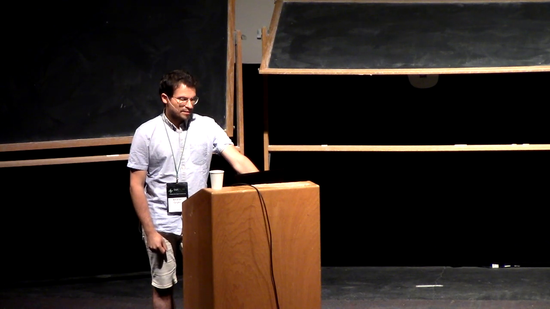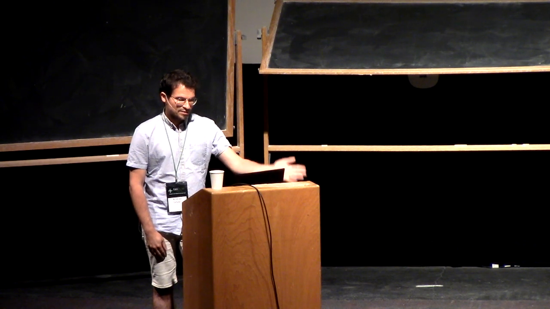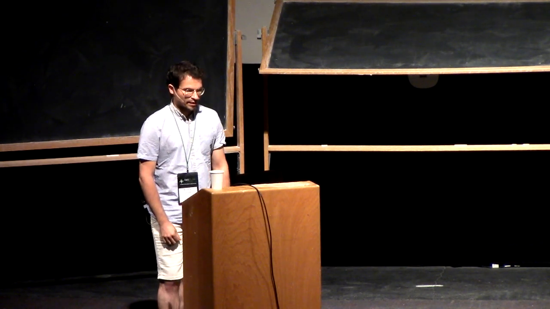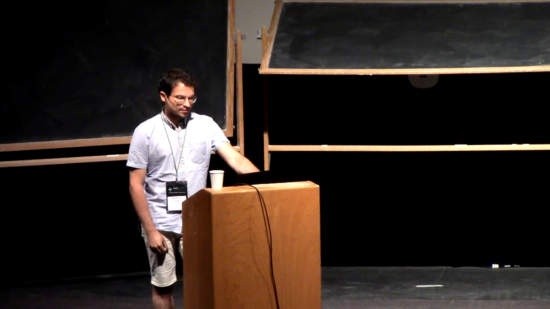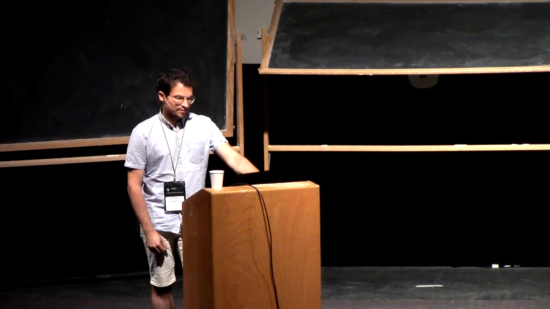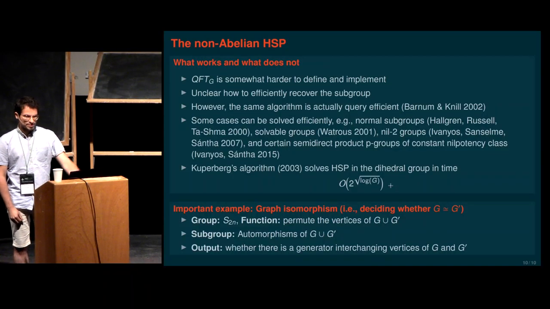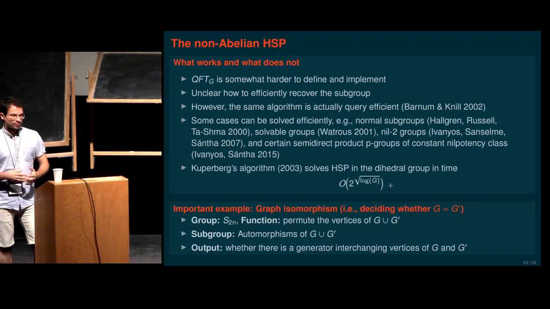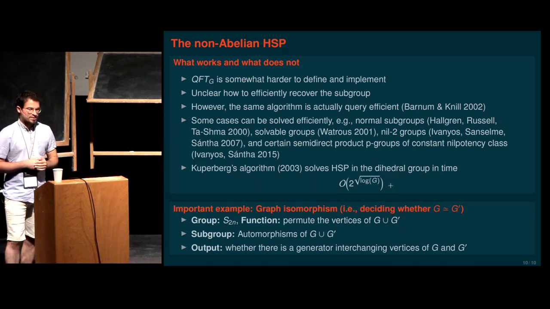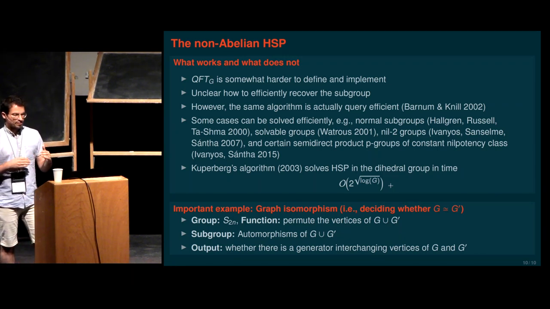But some special cases of non-abelian groups nevertheless can be solved efficiently. Here I listed some of them, like normal subgroups, solvable groups, near-Hamiltonian groups, and certain semidirect product p-groups of constant nilpotency class. These are examples where you can find efficient algorithms. A notable example is also Kuperberg's algorithm, which is kind of in between.